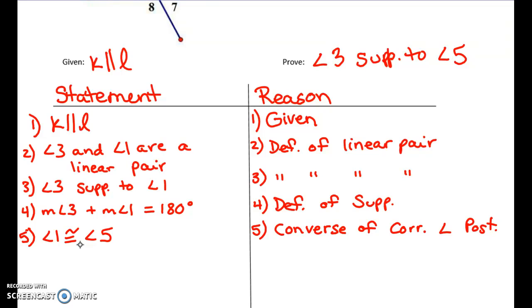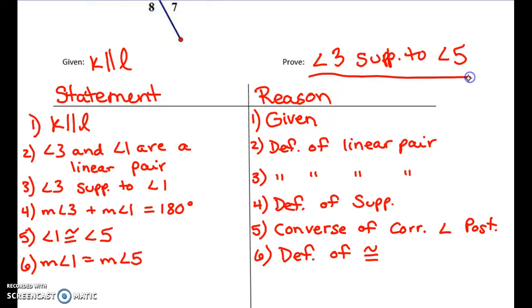Now, because we've got this statement up here where we're using addition and an equal sign, we need to make a step to convert this congruent symbol to an equal sign. So that's my next. And anytime we make that kind of conversion, it's always the definition of congruent. Now remember, our goal is to prove that 3 is supplementary to 5. Well, looking at this, I have 3 plus 1 equals 180, and 1 equals 5. And so what I'm able to do here is where I've got measure of angle 1 equals measure of angle 1, I can substitute in for that measure of angle 5. So that's going to be my next step.